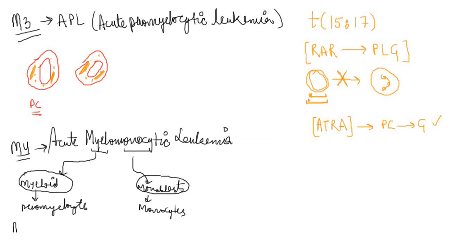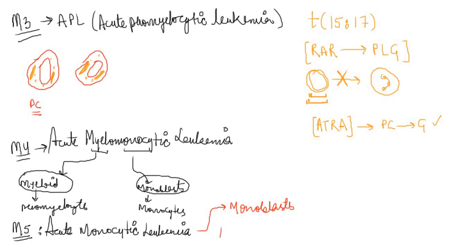If we talk about the M5 subtype, it is called acute monocytic leukemia. As the name suggests, in acute monocytic leukemia there will be accumulation of monoblasts and promonocytes within the bone marrow. And also some of the monocytes will go into the peripheral bloodstream.